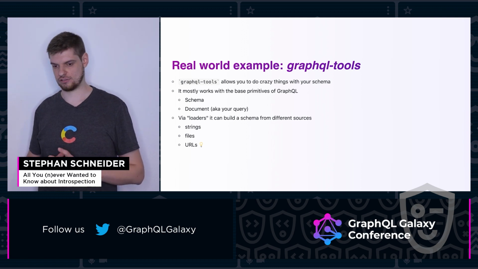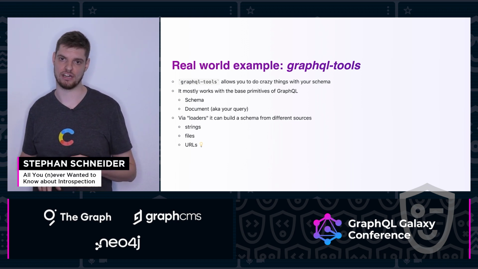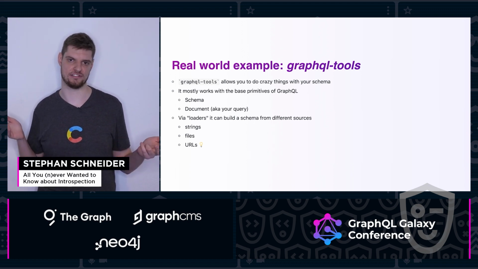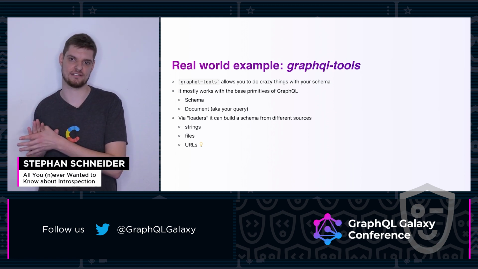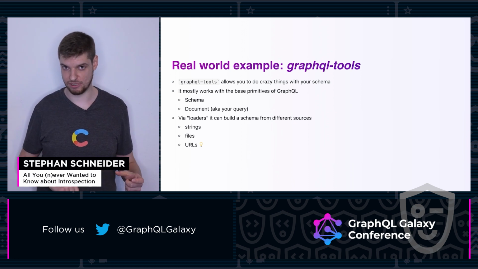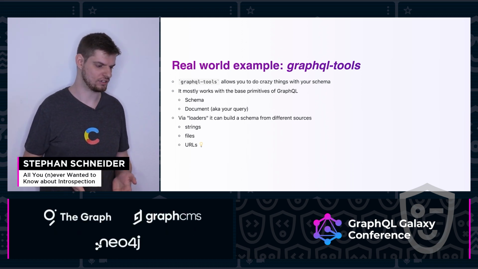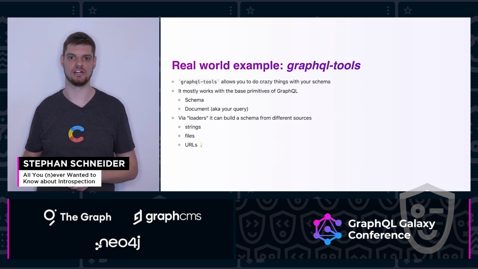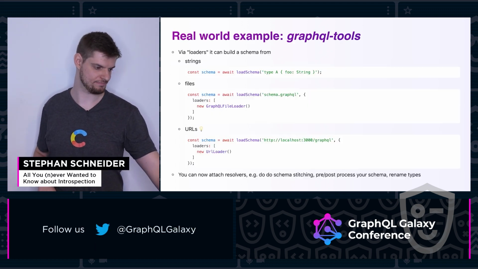Those tooling methods all work with basically the two primitives that GraphQL has defined, which is the schema or the document, aka the parsed query string. A query always gets parsed into a document, and then the document can be executed against the schema. So those are the two primitives, and how you can get to a schema is by using different loaders, and those loaders can take sources like a string, a file, or even a URL. And from all of these, it will generate a schema that you can work with.